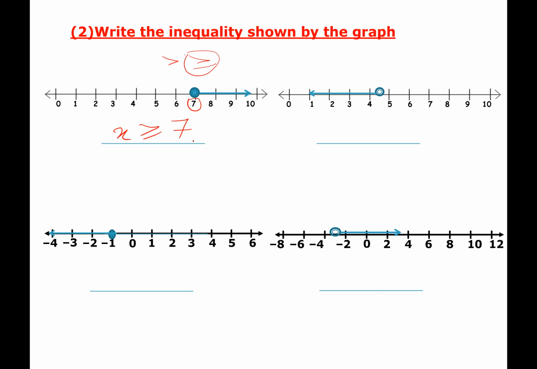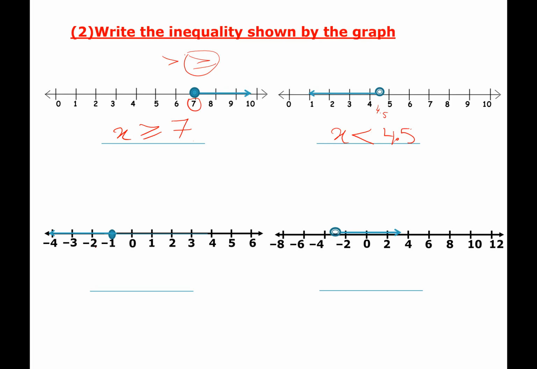The next question, we have a number that is between 4 and 5, so it's 4.5. Pick any variable, x. It's going to the left, which means it is smaller or less than. So x is less than 4.5. There is no equal sign because the circle is not shaded.